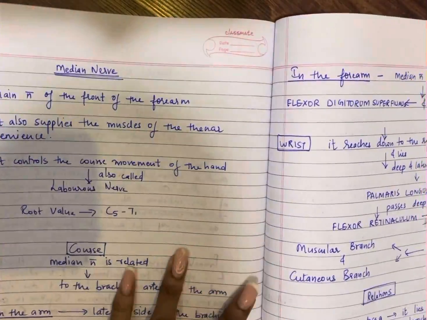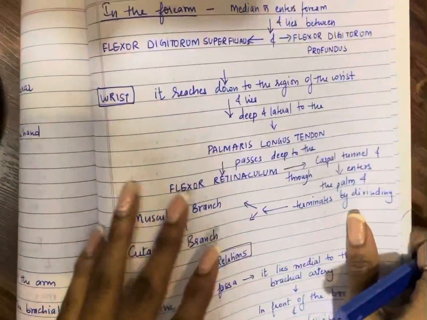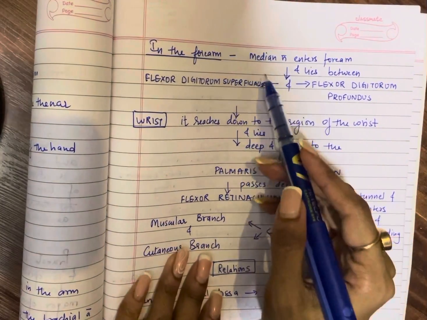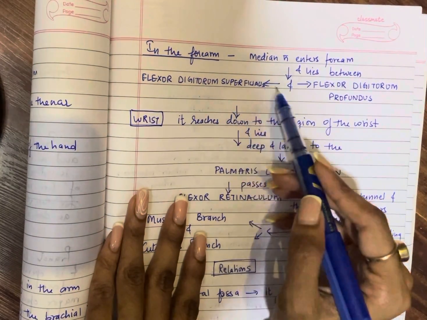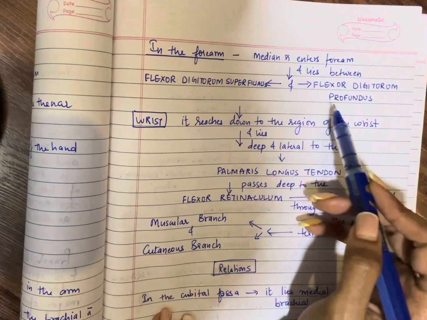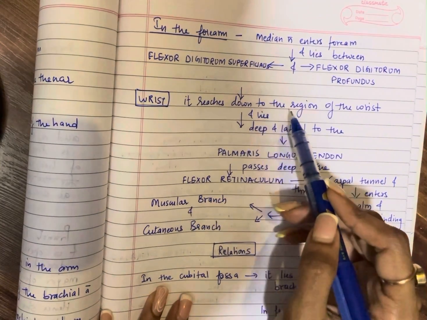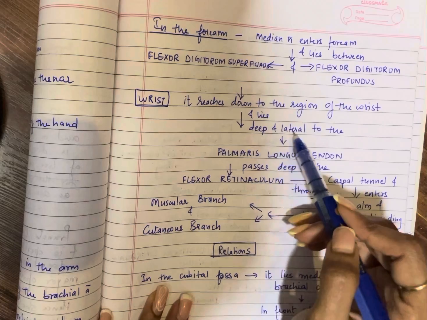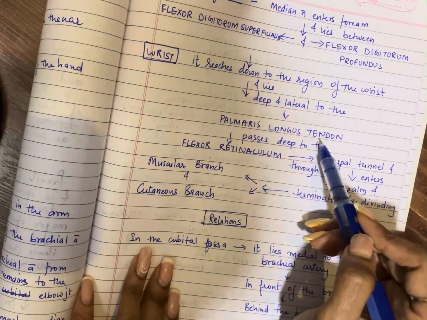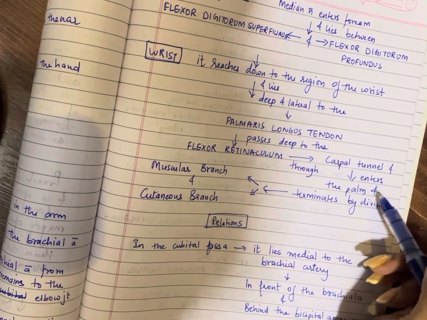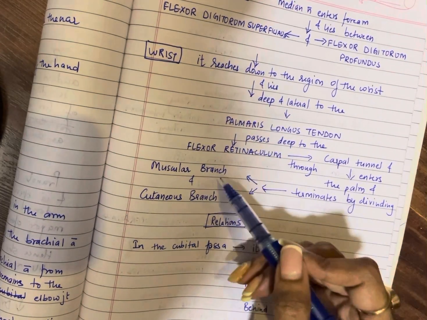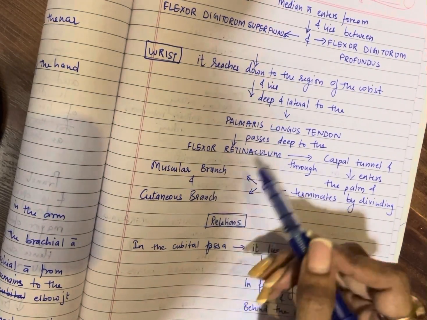In the forearm, the median nerve enters the forearm and lies between the flexor digitorum superficialis and flexor digitorum profundus. At the wrist, it reaches down the region of the wrist and lies deep and lateral to the palmaris longus tendon. It passes deep to the flexor retinaculum through the carpal tunnel, enters the palm, and terminates by dividing into muscular and cutaneous branches.